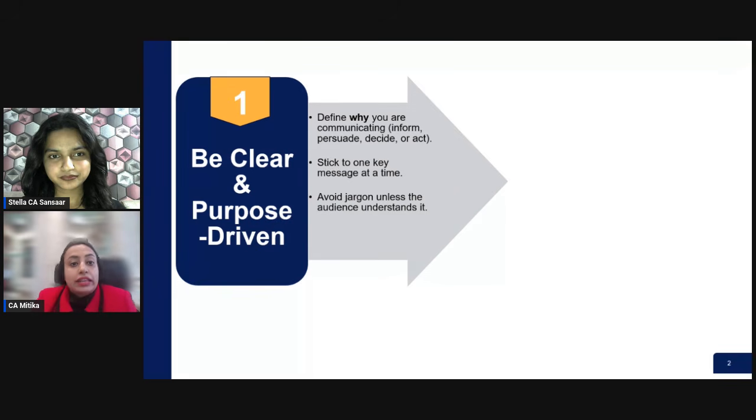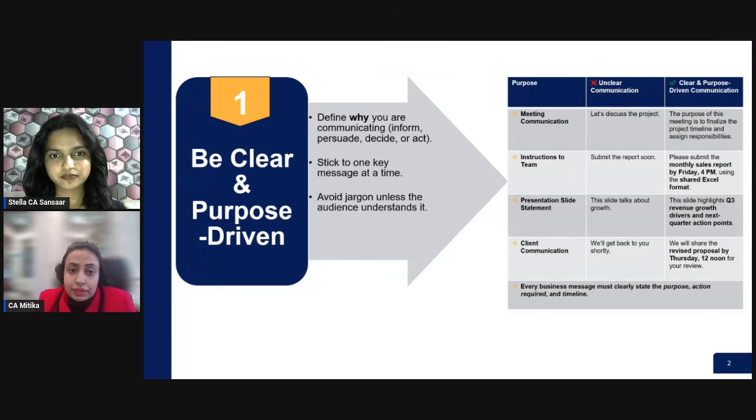Are we passing on information? Are we making a persuasion? Are we making a decision, or does any action require to be taken? Always remember to stick to one key message at a time and avoid the use of jargon unless it is understandable by the audience. Let's see some practical examples.